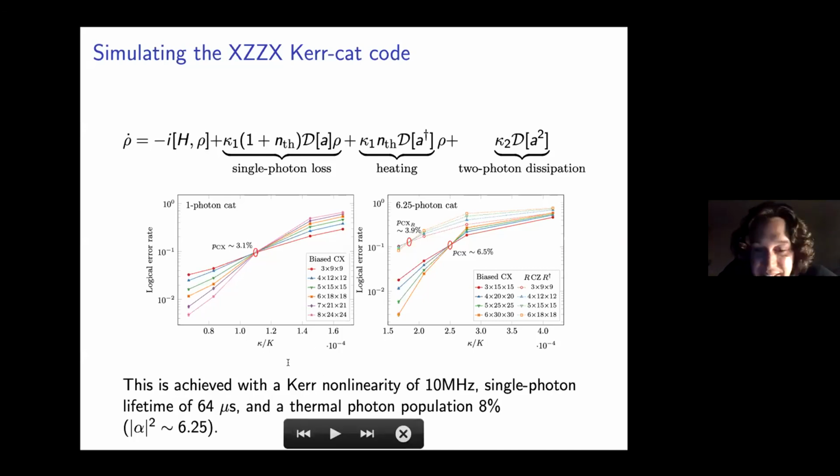But I've written down here the kinds of parameters where we could achieve the threshold error rates. We need a Kerr nonlinearity of 10 megahertz, single photon lifetime of 64 microseconds. And I think you compare that to 15 that was achieved on the first experiment, and a thermal photon population of 8%. And this is assuming quite a high bias. Alpha squared is 6, there are 6 photons. They had 3-ish in the first experiment. I think that number is going to go up.